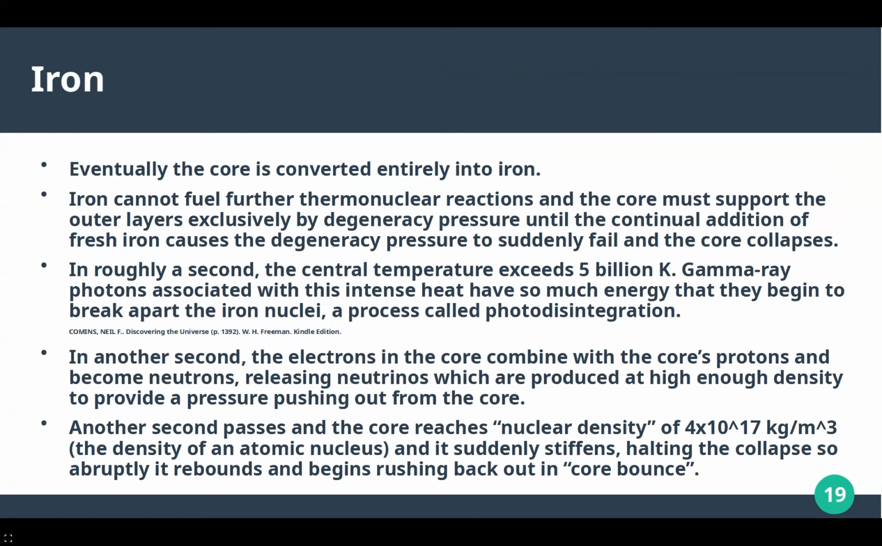Another second passes, and the core reaches nuclear density of 4 times 10 to the 17th kilograms per meter cubed, the density of an atomic nucleus, and it suddenly stiffens, halting the collapse so abruptly it rebounds and begins rushing back out in core bounce.